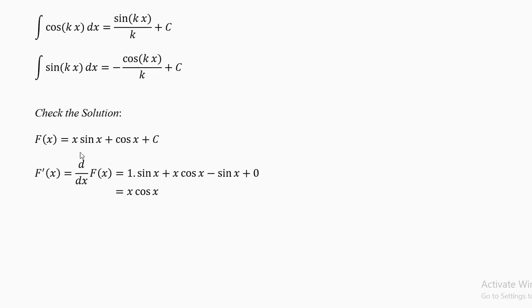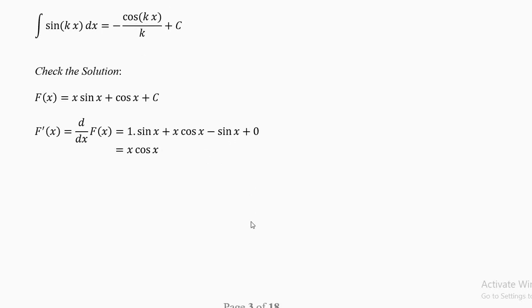Now check the solution. Capital F is x sin x plus cos x plus c. Derivative of x is 1. Copy the sin x plus x into derivative of sin x is cosine x. Derivative of cosine is minus sine. This 1 sin x and minus sin x will cancel. You will be left with x cosine x. That's it.